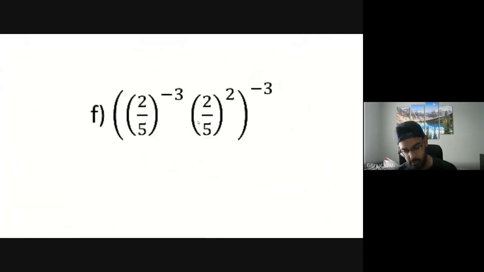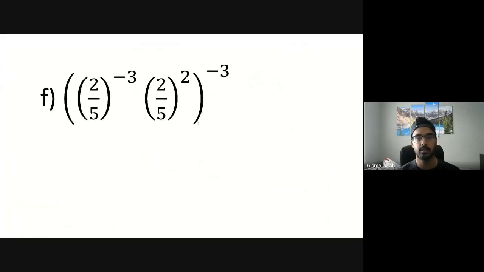And F looks like the last one now. Doesn't look great, but take it piece by piece. Don't take it as the whole thing at once. It looks very overwhelming. So start small. So we're going to look inside the brackets first. So my quotients are the same, 2 over 5 and 2 over 5. That means my bases are the same. My exponents, however, are different.